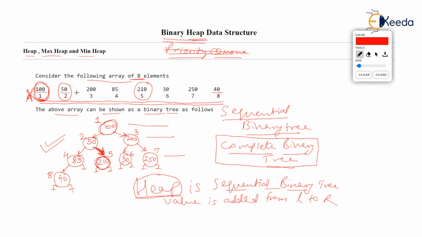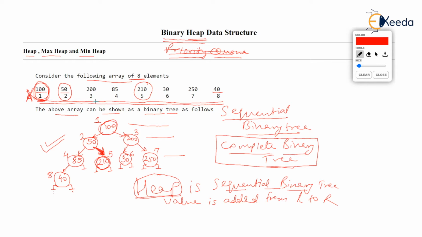What about the right child? Second element will have right child as 2 into 2 plus 1. That is 4 plus 1. So this fifth element, 210, is supposed to be the right child of 50. Check the heap. Really, 210 is the right child of 50. Isn't it so?